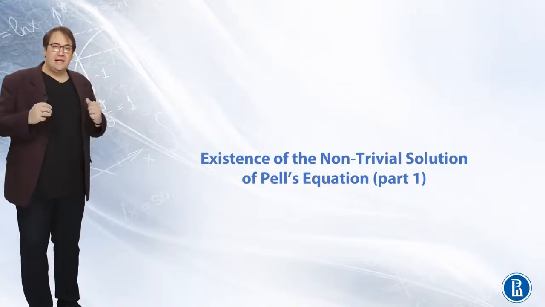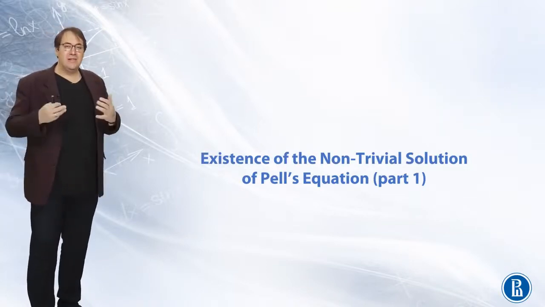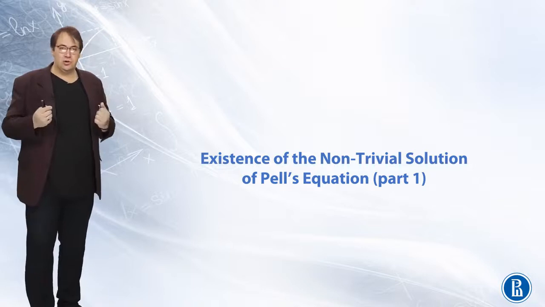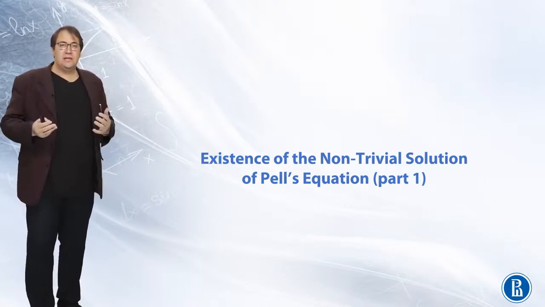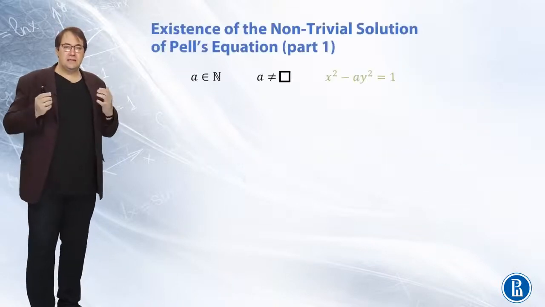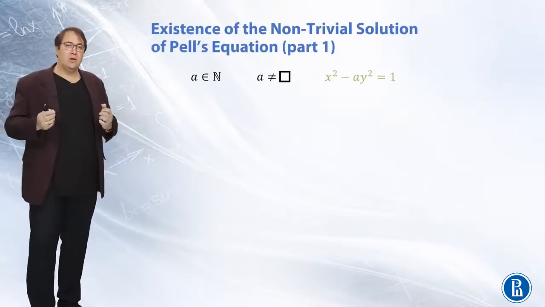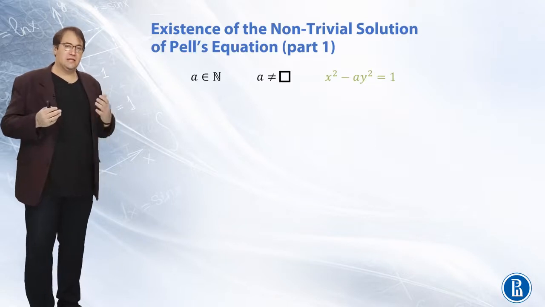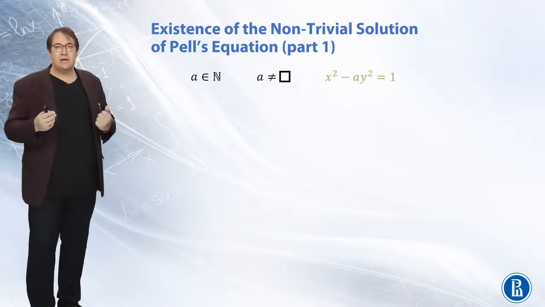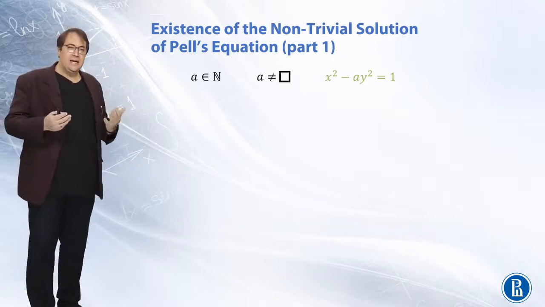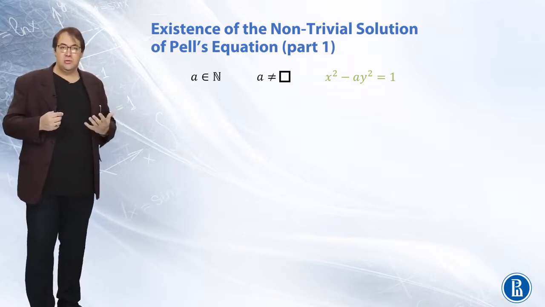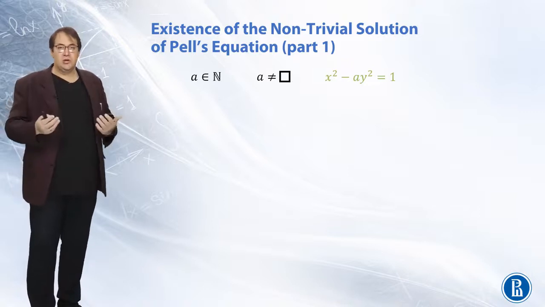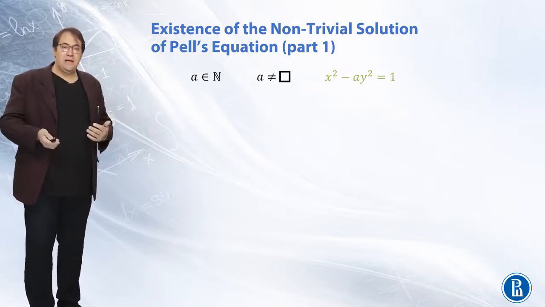Dear friends, it is finally time to talk about the existence of the non-trivial solution of Pell's equation. The proof will consist of three steps. Well, first recall that Pell's equation is x squared minus a y squared equal to 1, and a is a positive non-square integer, which means that it is not a square of another integer.